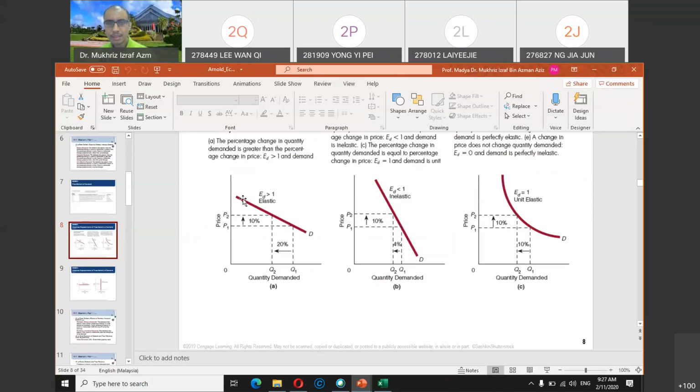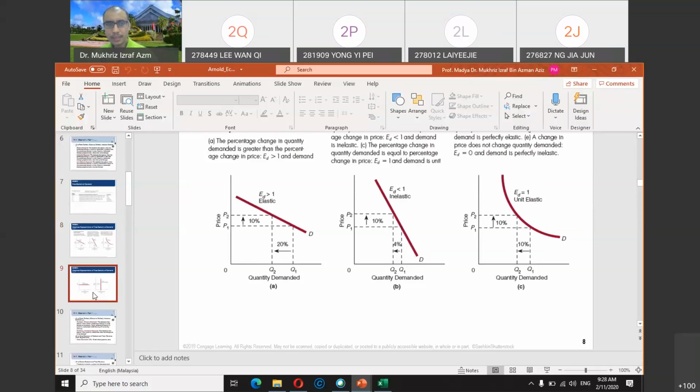Okay, very flat meaning it is not steep. But when it is inelastic, meaning the value is less than one, the demand curve is usually very steep. And for unit elastic, if you measure the changes, one of the ways to see that the ED is equal to one is when the demand curve is not a straight line. Meaning the percentage change in QD and price will be the same value.